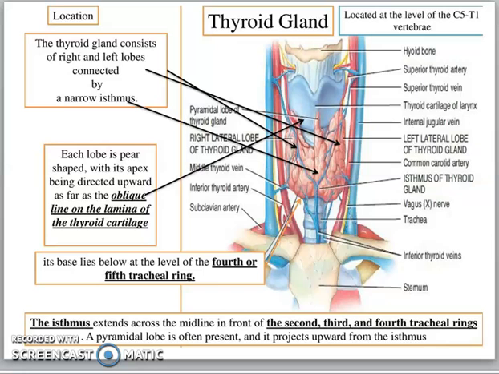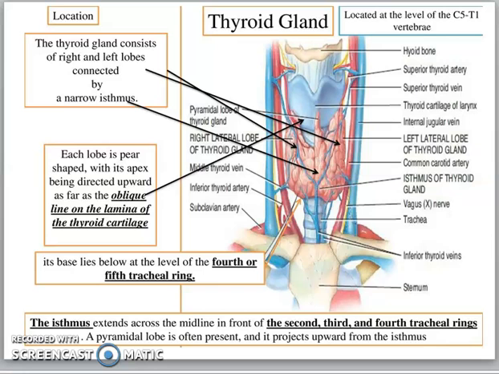It consists of two major lobes, the right and the left lobes of the thyroid gland. These lobes are connected at the center by a narrow isthmus. And these lobes are pear-shaped, and the apex is actually facing upward towards the lamina of the thyroid cartilage.